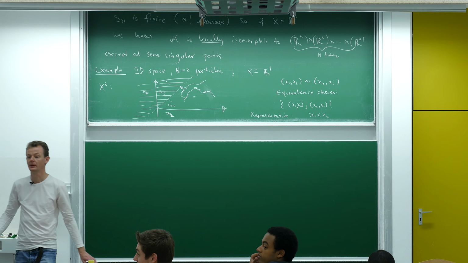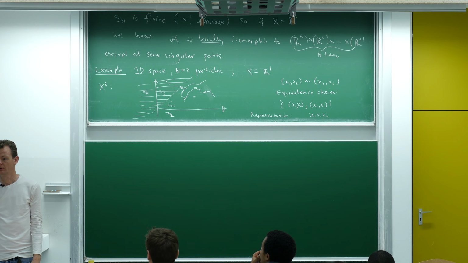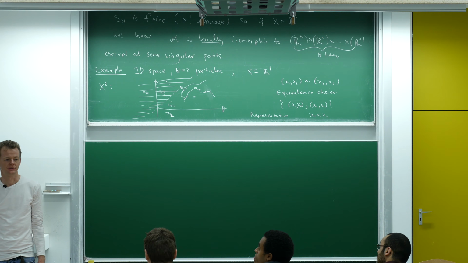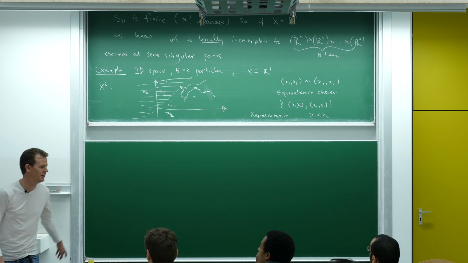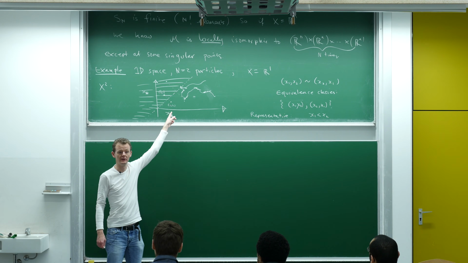Yep, the question? Is there a mathematical reason why we do not include the line, the points x1 is equal to x2, or is that a physical constraint that two particles can't be at the same point? Because mathematically they could be in space, right? That's a very good question. Is there a reason why I appear to be excluding the line x1 equals x2?